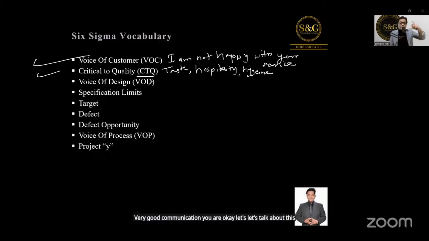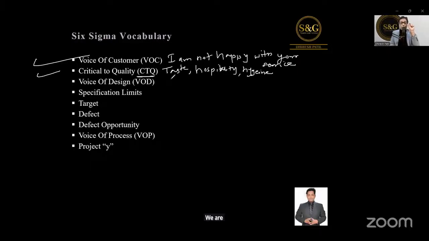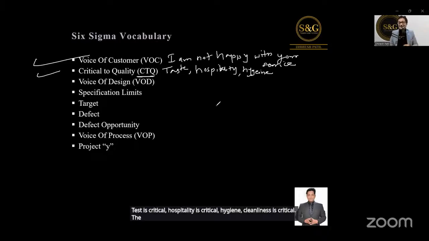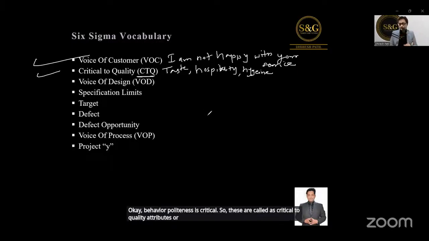Now what we have done, the pricing as well, right? The cost, pricing, communication. So what we have done from an unhappy customer's voice of customer is identify the critical to quality attributes. Taste is critical. Hospitality is critical. Hygiene, cleanliness is critical. The service speed is critical. Behavior, politeness is critical. So these are called critical to quality attributes or CTQs.